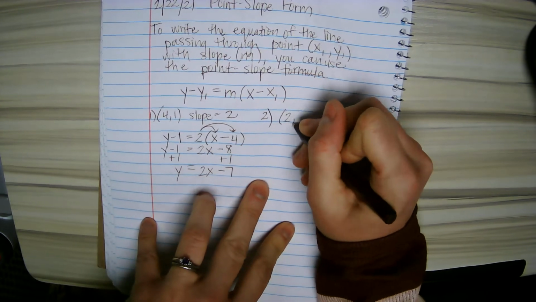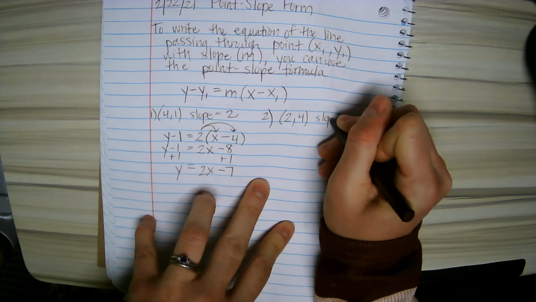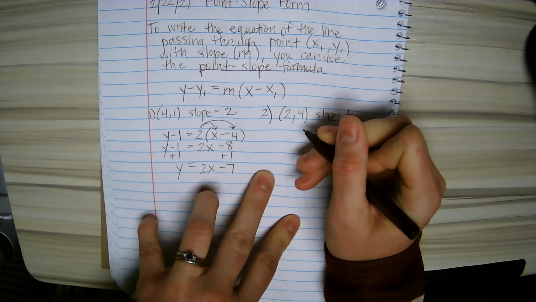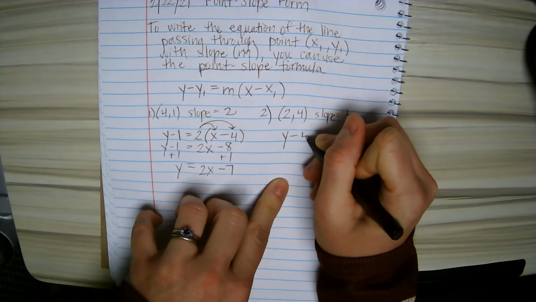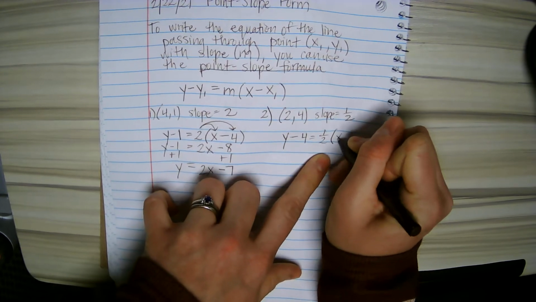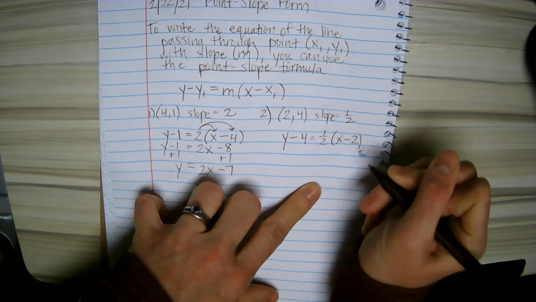But 2, 4, and the slope equals 1/2. So y minus the y value of the point equals m, which is 1/2, open parenthesis, x minus the x value of the point.